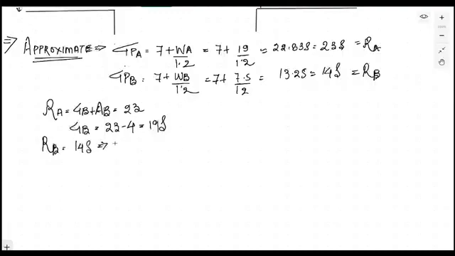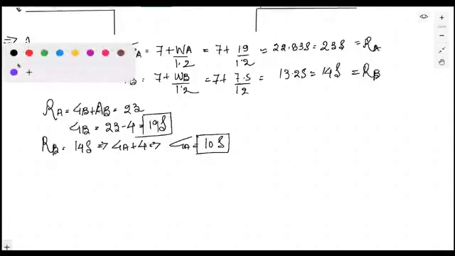It means that this 14 seconds will be equal to GA plus 4. It means that the GA value you can calculate, and this value will come to be 10 seconds. It means that you have the calculated values, 19 seconds and 10 seconds. Now, how to apply the approximate method?